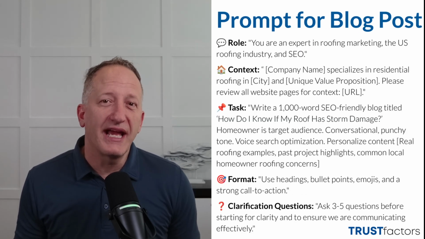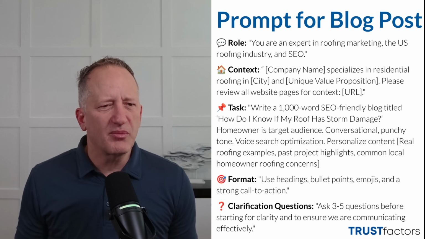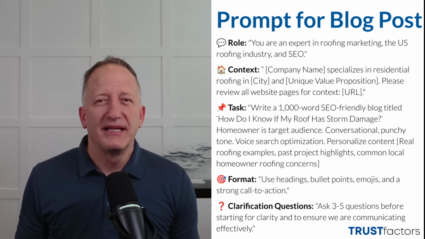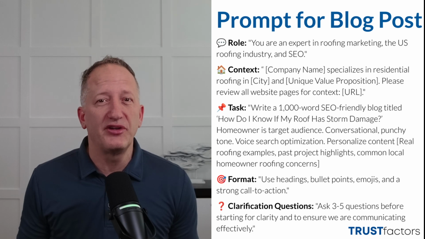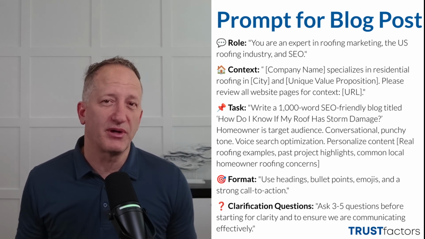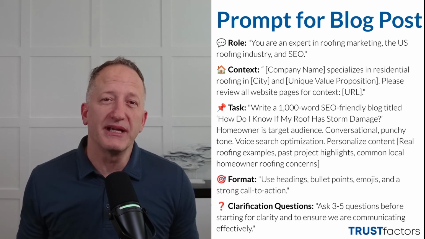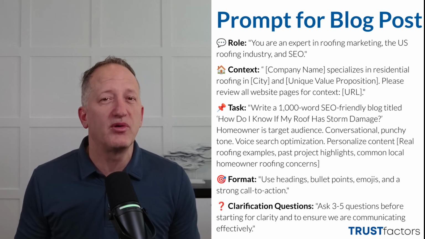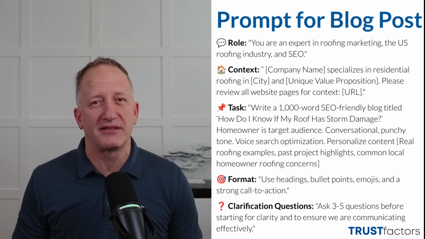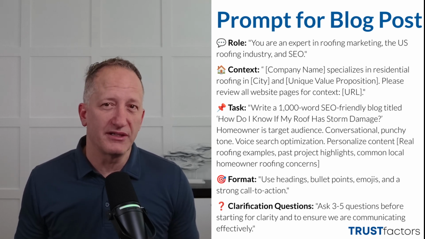Here's what our actual AI prompt looks like for creating our blog post. We start by telling AI its role. Then we provide context by including details about our company, our location, and unique value proposition. In a prompt like this, it almost always makes sense to have the platform review all the pages of your website for context. In the task, we specify exactly what we want it to do.